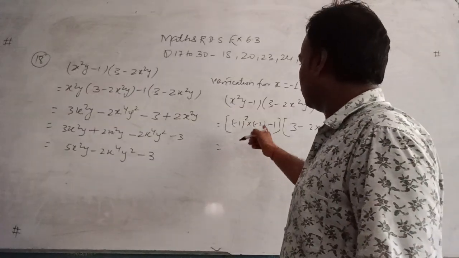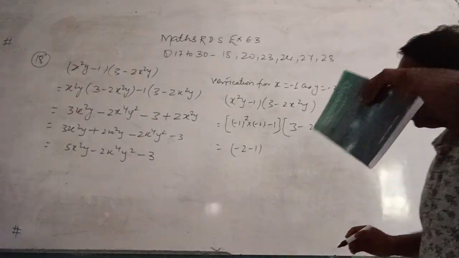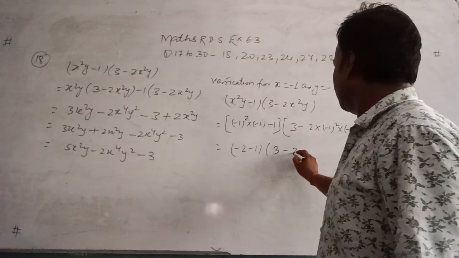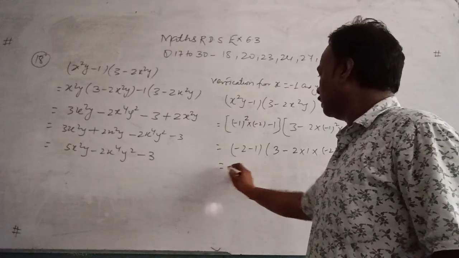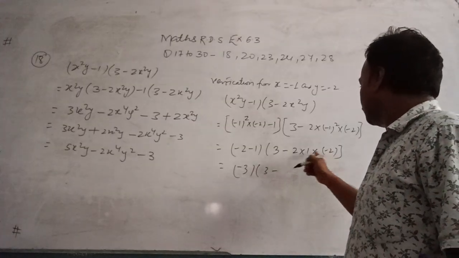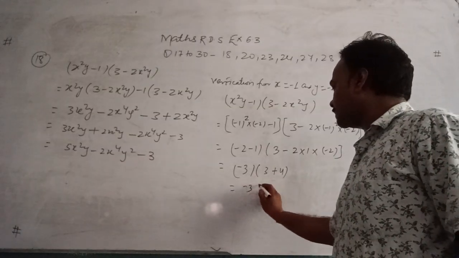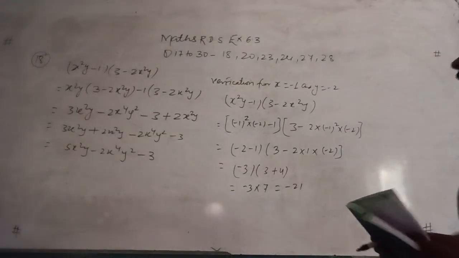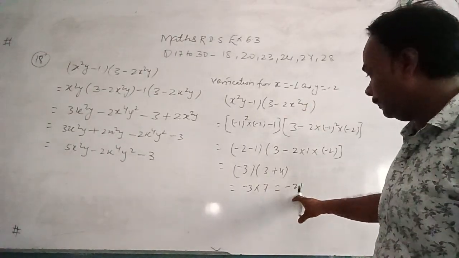minus 1 square is equal to 1, into minus 2 equals minus 2, minus 1, and this is equal to 3 minus 2 into 1 into minus 2, minus 3 into 3 minus 4, minus 4 plus 2, minus 3 into 7 is equal to minus 21. After putting the value x equal to minus 1 and y equal to minus 2 in the question, the value will be minus 21.